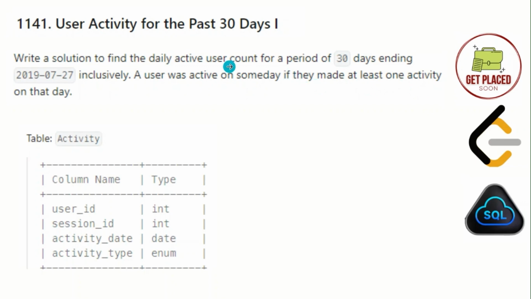Okay, we are supposed to calculate the daily active user count for a period of 30 days, and the 30 days should end on 2019/7/27th date inclusively, including the 27th. Okay, so this is what we are supposed to find. These are the dateDiff conditions that we are going to use.